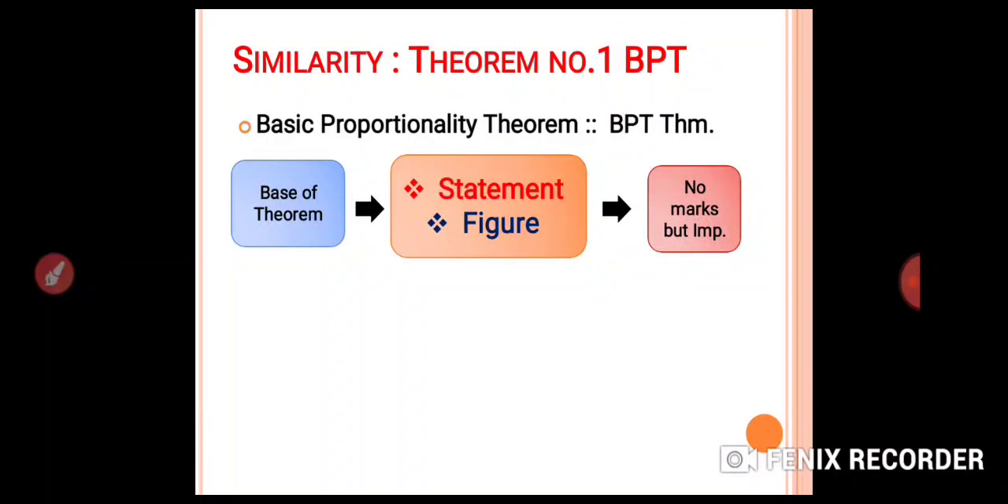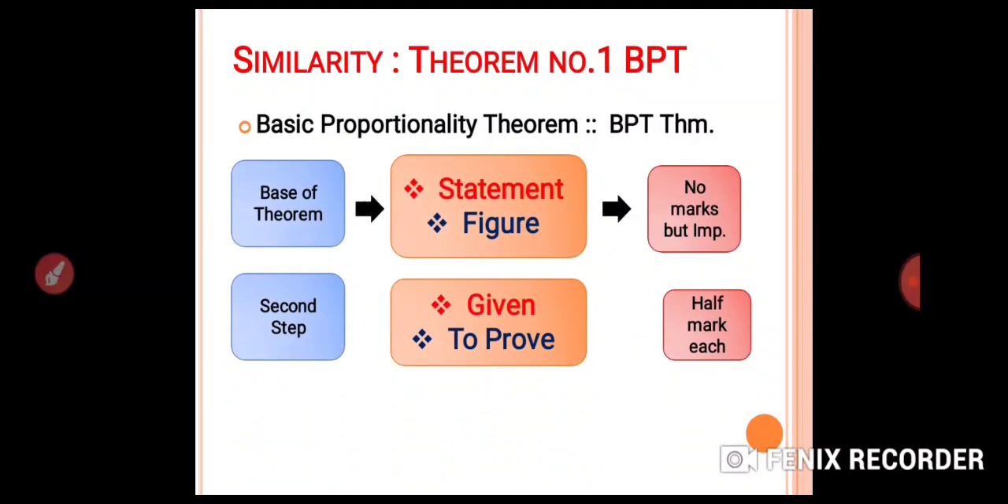If you understand the statement, it is easy to write the proof of the theorem. And the second point is the figure. In your question paper, there is always one note, that is diagram is essential for writing the proof of theorem. So these 2 points are the base of the theorem.